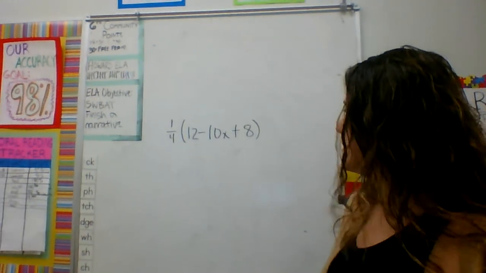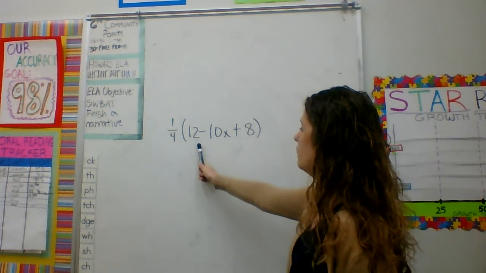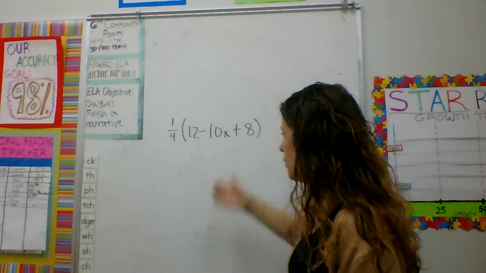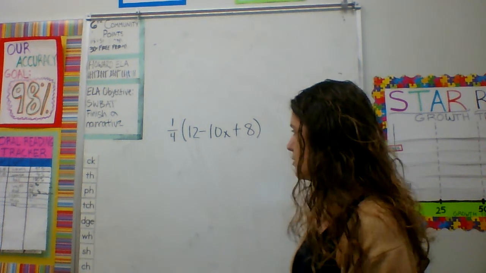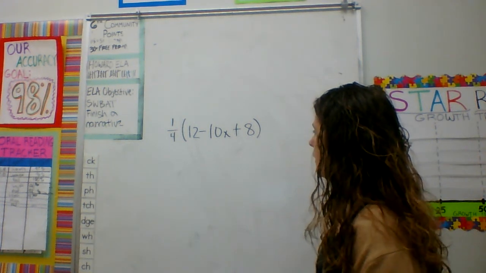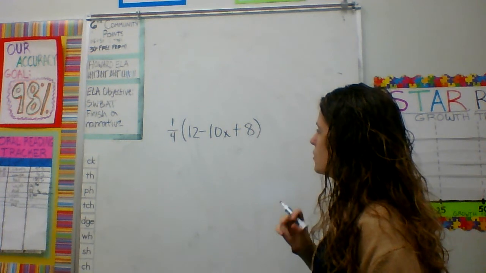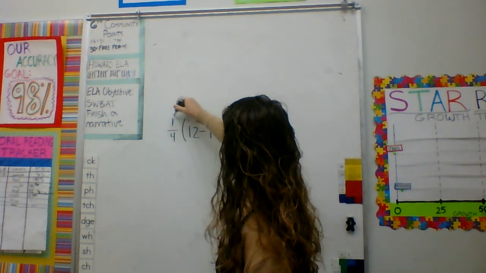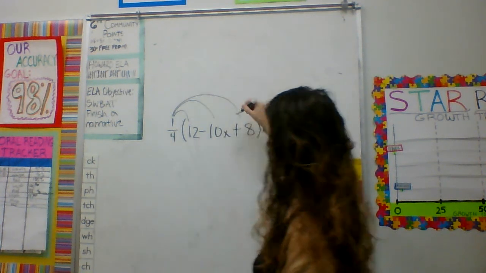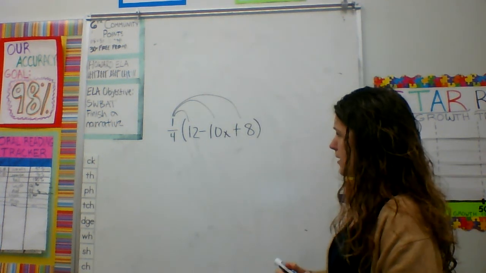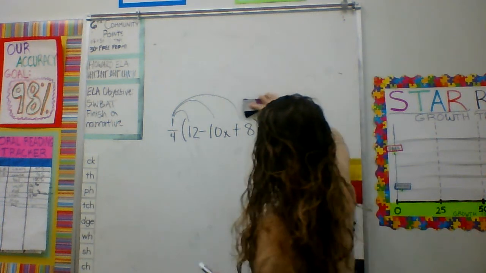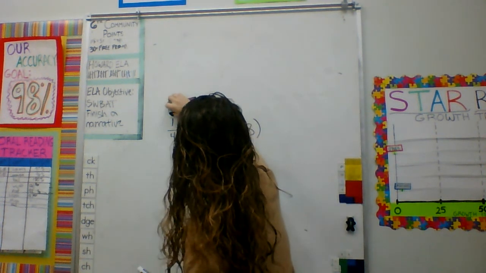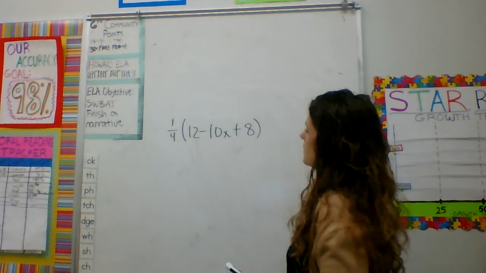My problem is 1/4 times the quantity 12 minus 10x plus 8. This problem looks like a distribution problem, so that's what we're going to do. So let's get started. There's two different things you can do. Option one is you can distribute 1/4 times each of these numbers, and that totally works. But I see something different in this problem that I'm going to try, because I think it might make this whole process a little bit quicker.